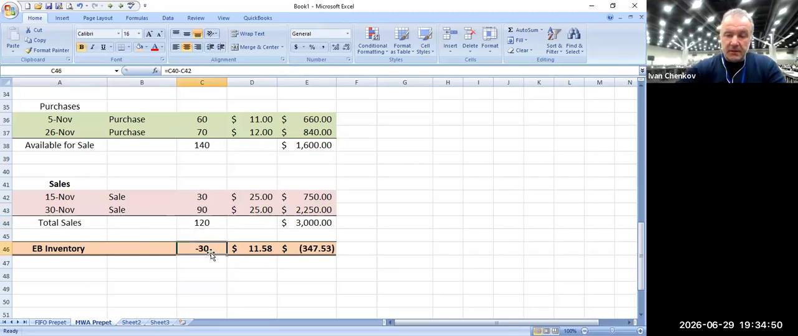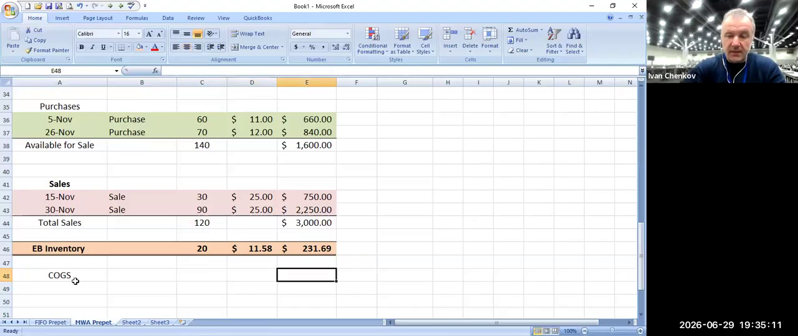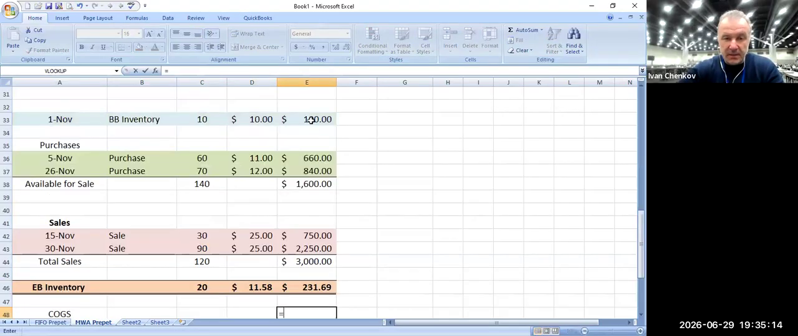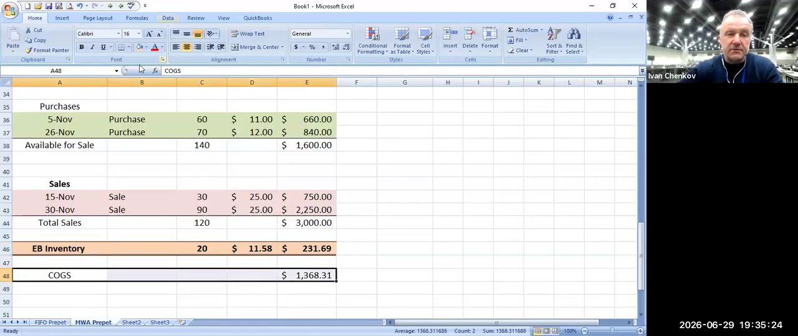Now the ending inventory is going to be the 140 minus 120 that we sold, 20. But as you can see, since we're using the moving average, our cost per unit is going to be 1158, which is going to change the cost of goods sold. If we have to calculate the total cost of goods sold, in that case it will be the beginning balance plus the purchases available minus the ending balance, which is going to give us cost of goods sold. And as you can see now, the cost of goods sold is a different amount.